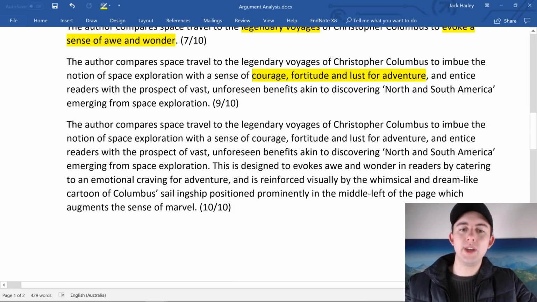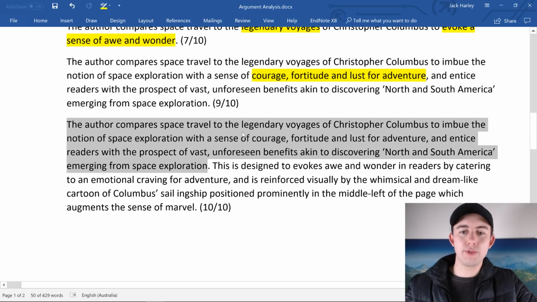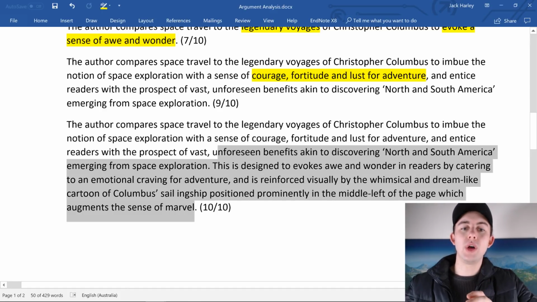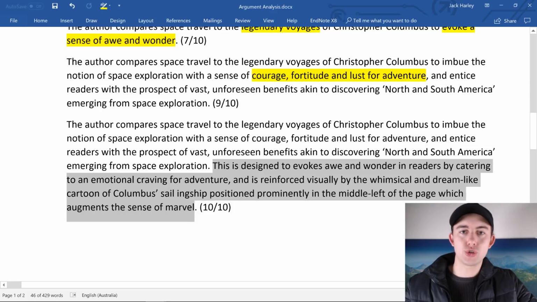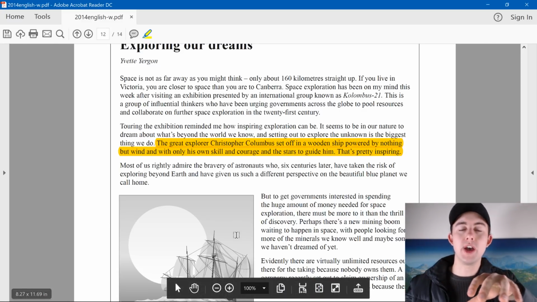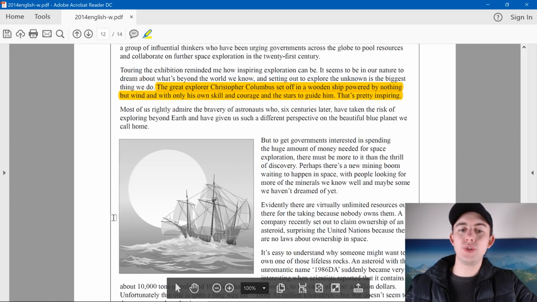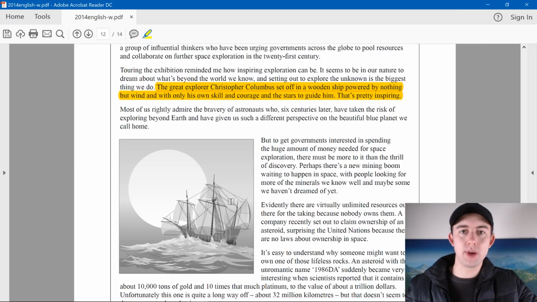So the final one is the 10 out of 10. This is what we want to aim for. The first part is exactly the same: the author compares space travel, blah, blah, blah, emerging from space exploration. But what have we done to improve it? We've linked that analysis to the broader construction of the text. Guys, if you want a 10 out of 10 for argument analysis, you can't analyze a single part by itself. You have to say, how does this part relate to the broader structure? So how have I done that here? I've connected this part about Christopher Columbus to this depiction of a ship, and I've combined them together to get stronger analysis. Look at this, guys.